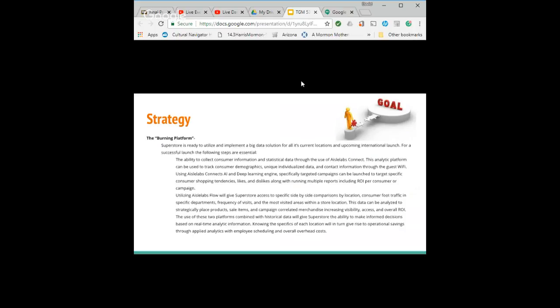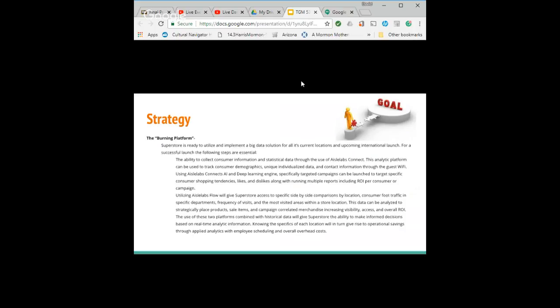This analytic platform can be used to track consumer demographics unique to the individual that signs into their Wi-Fi. And this collects their email, phone number, name, whatever information that they freely give when they connect to their Wi-Fi. The other good thing about Iolabs Connect is its AI and deep learning engine. And this allows us to target campaigns specifically for these consumers. It tracks their tendencies, their likes, dislikes, and allows reporting on ROI per consumer during these campaigns.